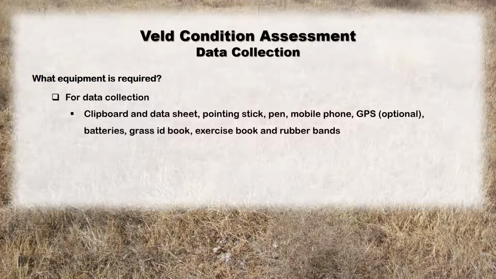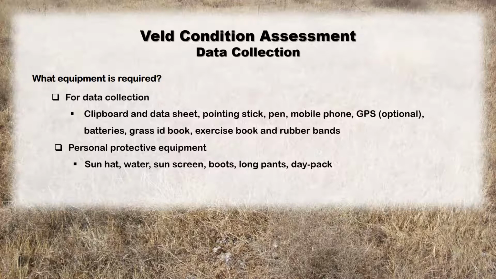Batteries for your GPS, a grass book, just to help you in the field, an exercise book, and rubber bands. The exercise book there is a makeshift plant press. For those plants that you can't identify in the field, you take samples and you identify it later, because if you had to identify all the plants that you don't know while doing your veld condition assessment, you're going to be there all day and you're only going to cover one transect. So best have that exercise book with you so that you can press and give it a name, and then use that name in your data sheet, which you can replace once you've identified it properly.